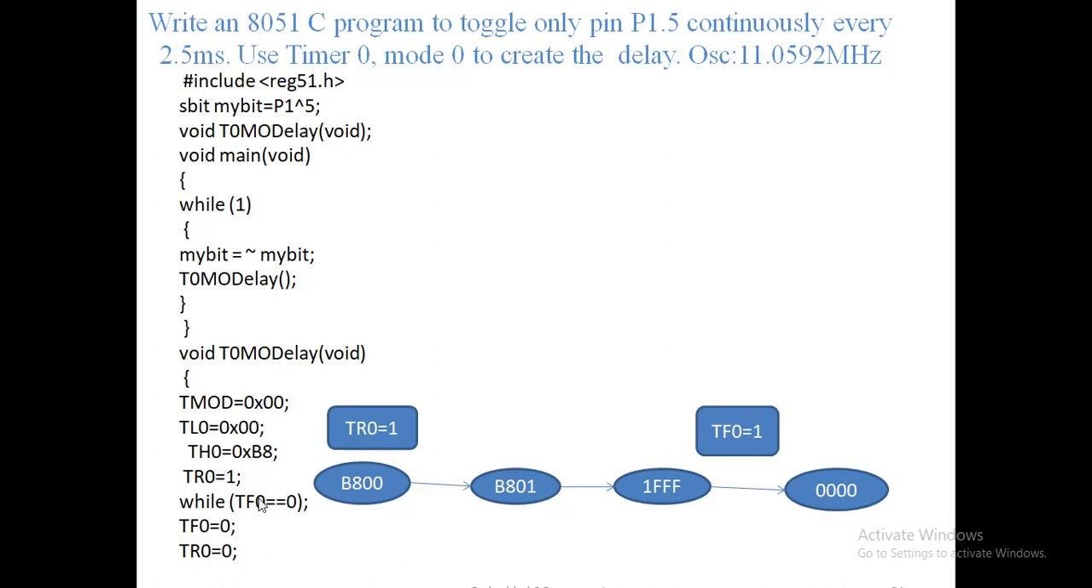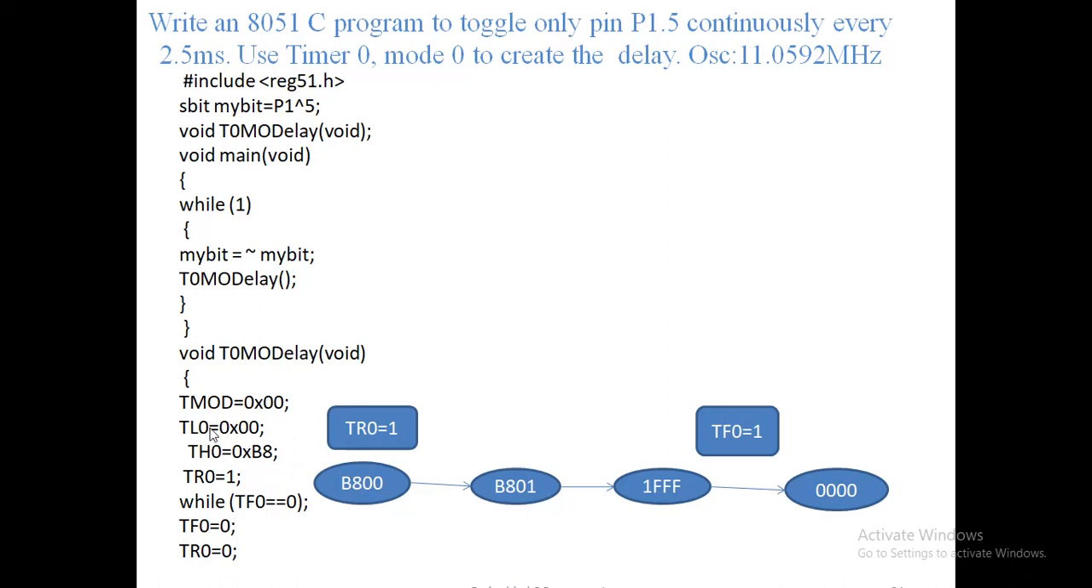It will check whether TF0 is going to overflow or not, and until then your program has to stay in this line. Once it overflows, it comes out of the loop. Again you make TF0 equal to 0, TR0 equal to 0. Now once TR0 is equal to 1, what is the value I loaded in TL0 and TH0?